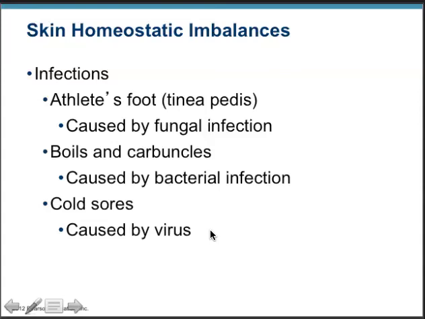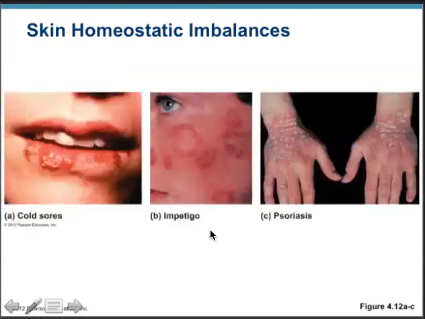So examples of this include cold sores and the skin sores associated with chickenpox, which is caused by a virus known as herpes zoster, which can in older adults produce the condition known as shingles. And what you're looking at here are just some examples of different skin irritations.